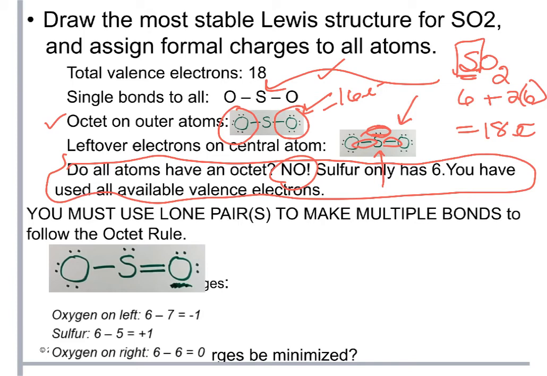So remember how to do that. Both oxygens are equivalent here, so just pick a non-bonding pair from one of the oxygens, move it over to make a double bond, and then recheck. Does your sulfur have an octet yet? Yes, it does. That's 4, 6, 8. So you are done.